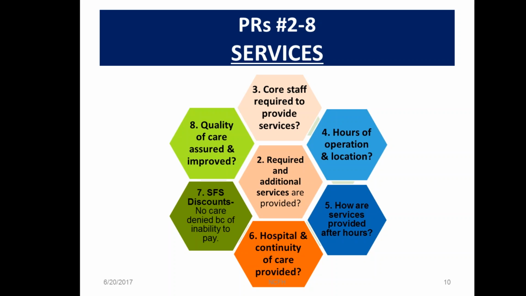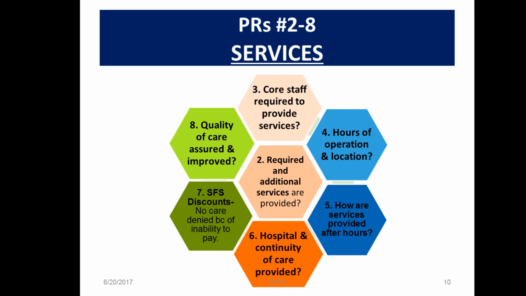Number 6 has to do with hospital care and continuity of care. Again, we want to make sure that when someone is hospitalized, their discharge includes a return back to the health center with all of the information so that health centers can be responsible for making sure that they're not readmitted to the hospital unnecessarily, that the follow-up is done. Number 7, sliding fee scale or sliding fee schedule discounts to make sure that there's no care denied because of inability to pay. And number 8, the quality of care to make sure that it's assured and continually improved.